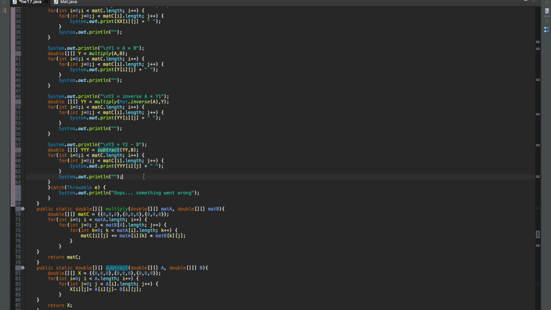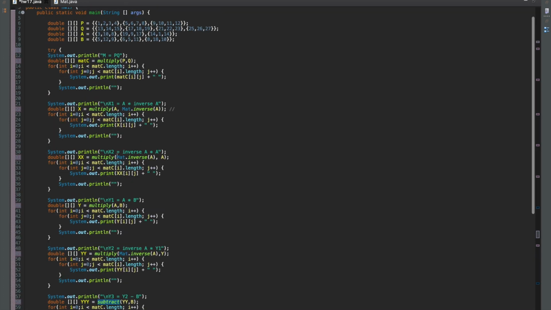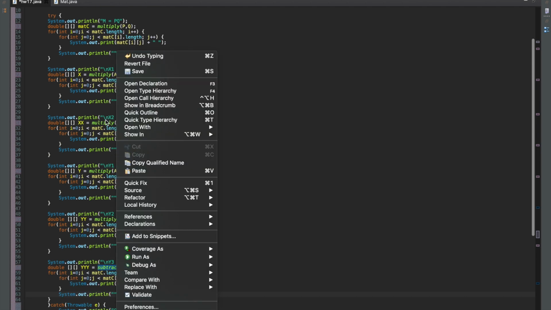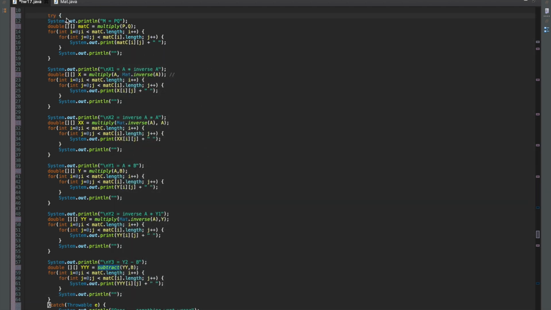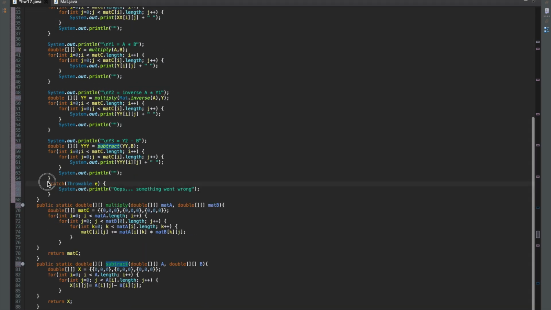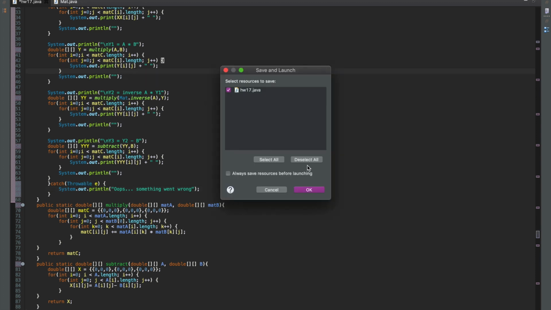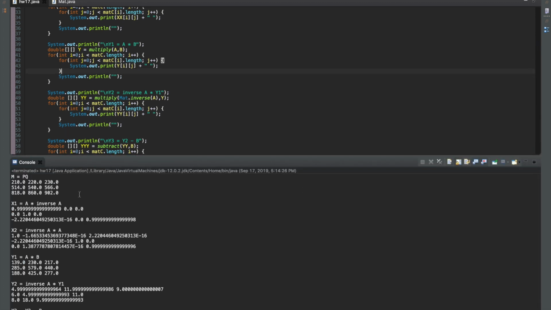And then finally, if for any reason anything goes wrong throughout the whole code, I made this try and catch. So if anything happens, a throwable, which is an error or an exception, it will catch either of them, and if something goes wrong, it will print out, oops, something went wrong. So let's run it and see if we got our answers. And yeah, it worked.